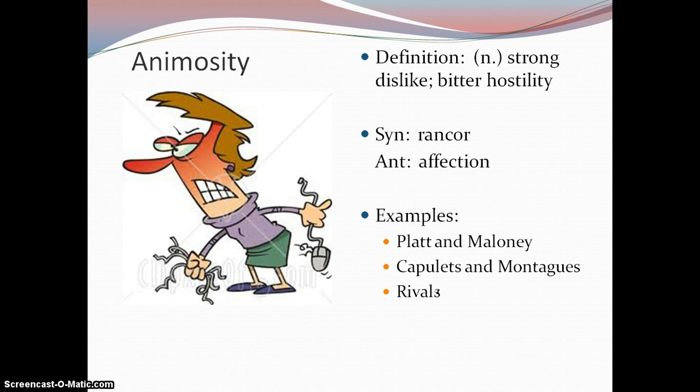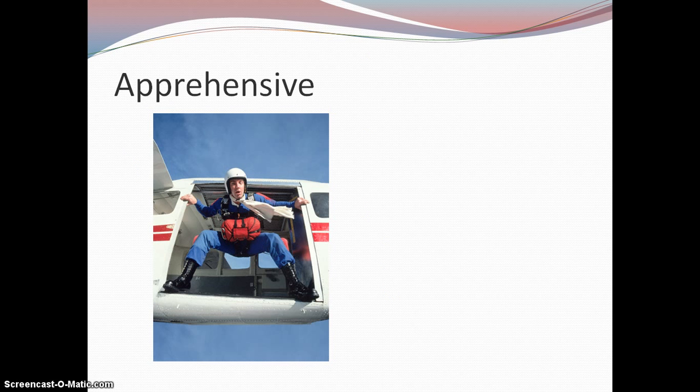So, for example, many of the students in Platt and Maloney feel animosity towards each other, particularly when it comes time for that homecoming football game, the Stoddard Bowl. The Capulets and the Montagues in Romeo and Juliet feel animosity towards each other until, of course, Romeo and Juliet fell in love and feel no animosity towards each other, just affection. But Tybalt still feels all that animosity. Rivals of any kind, really, the Yankees and the Red Sox, what they have between each other is a strong dislike, bitter hostility, animosity.